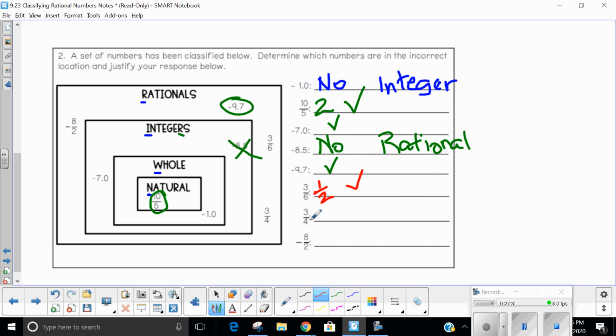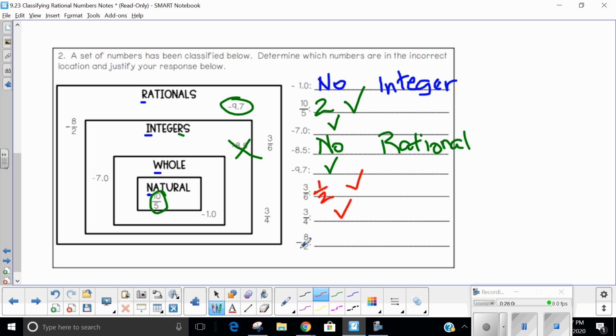How about 3/4? Well, that's a fraction. So we know anything that's a fraction and anything that looks like a decimal, so a positive and negative fraction or a positive and negative decimal, we know that that belongs in the rational category. So does 3/4, is that labeled correctly? 3/4 is in the rational section. So this one is okay.